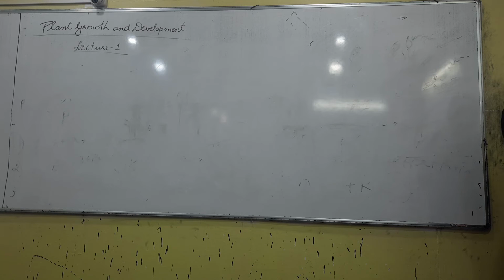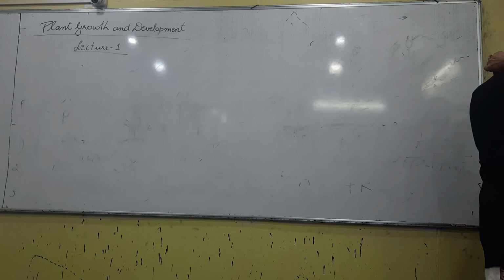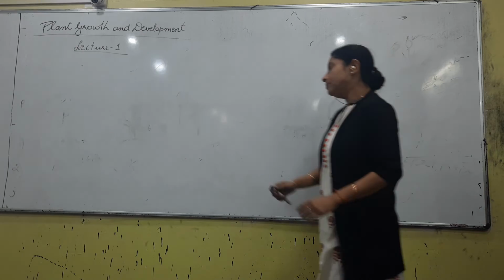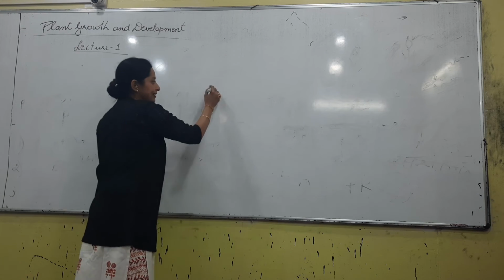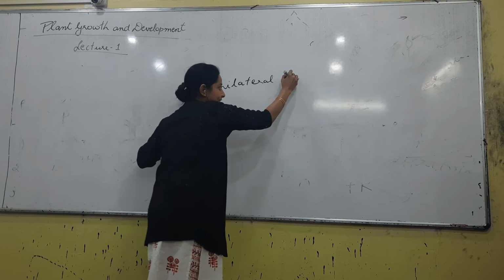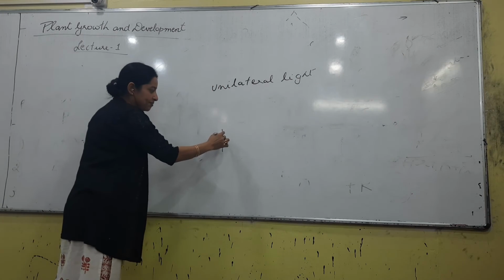Cholodny-Went theory states that unilateral light produces more oxygen and hence more growth on the shaded side, resulting in bending. So Cholodny-Went used the word unilateral light. What does unilateral light mean? Suppose you have a plant.